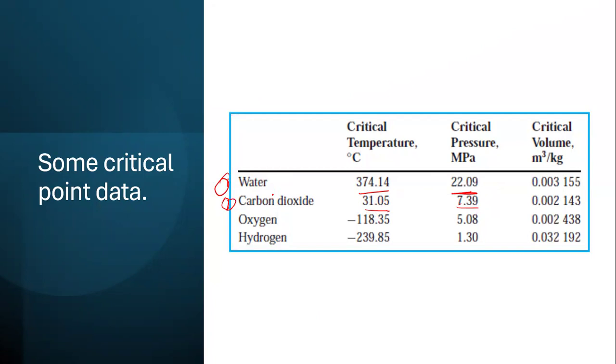So at that point, we say we have the critical point, and the properties of the liquid and the vapor are exactly the same. You understand what I'm saying? And the same applies to oxygen, and the same applies to hydrogen over here.